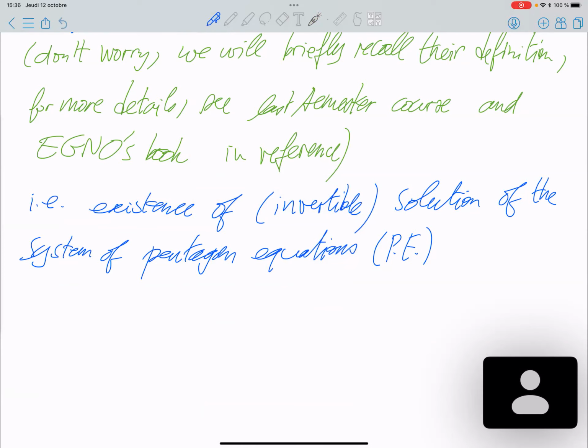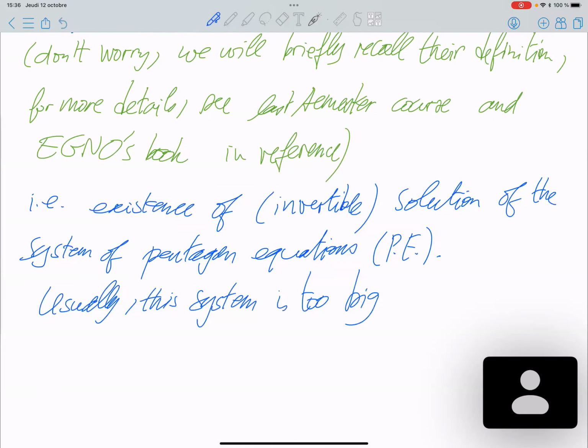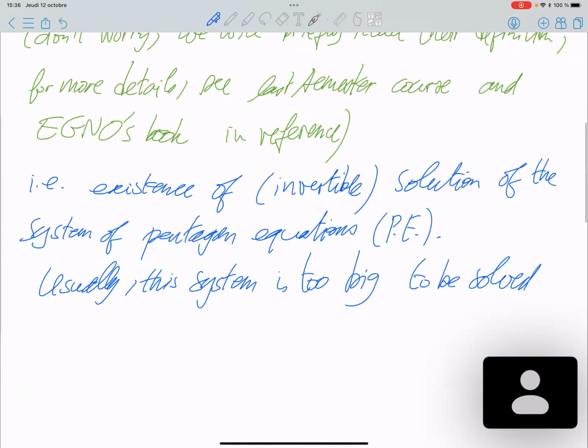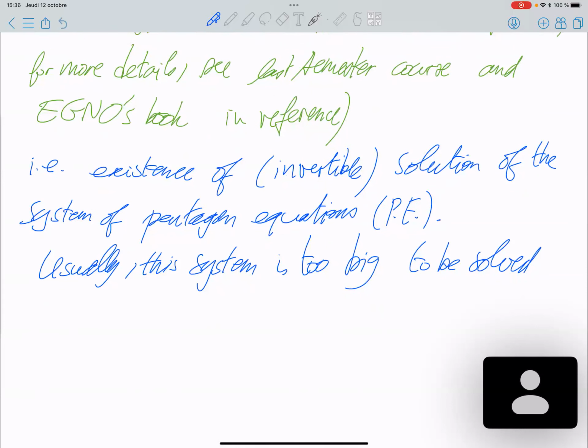Okay, so for people who don't know what is Pentagon equation, let me just mention here that this system is usually too big to be solved directly. So this is the main point of this research, to find another way.